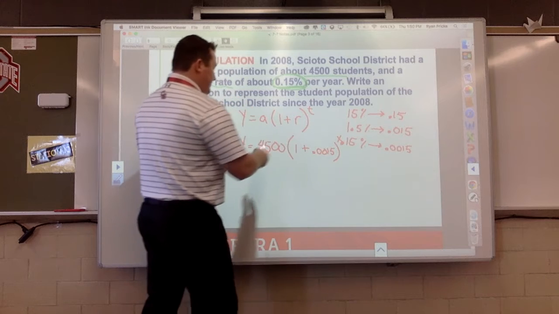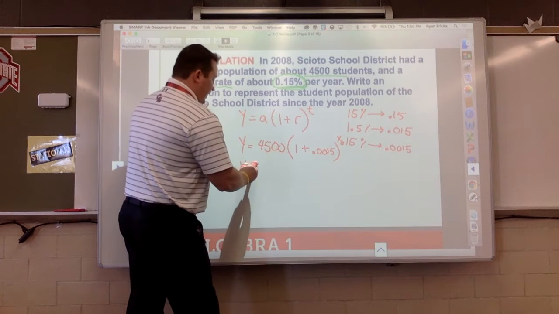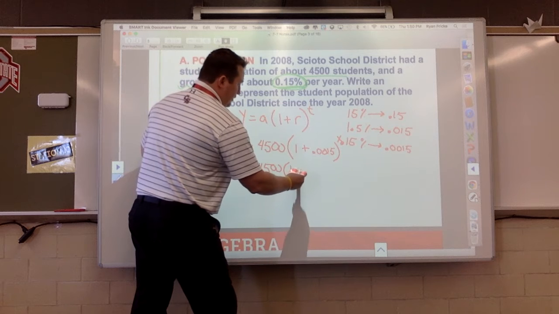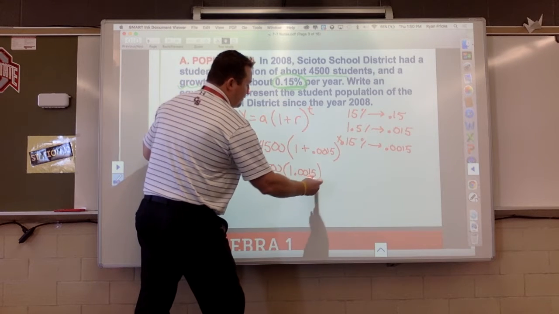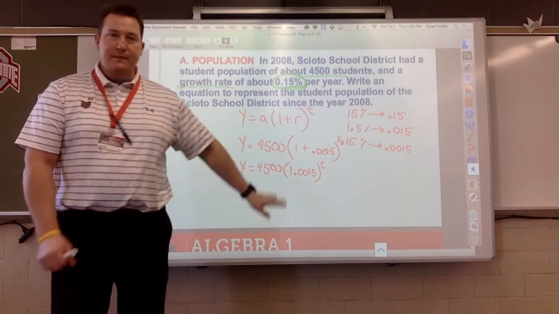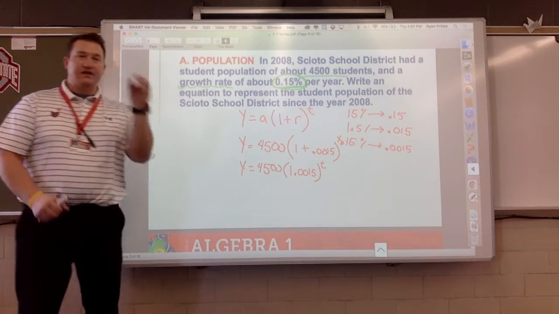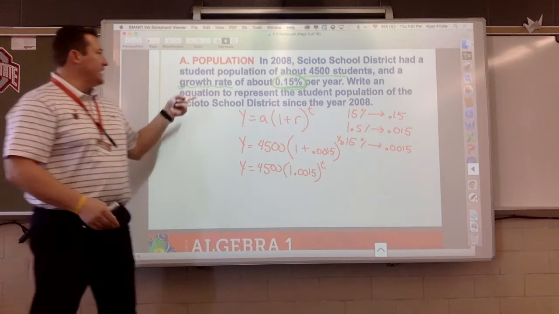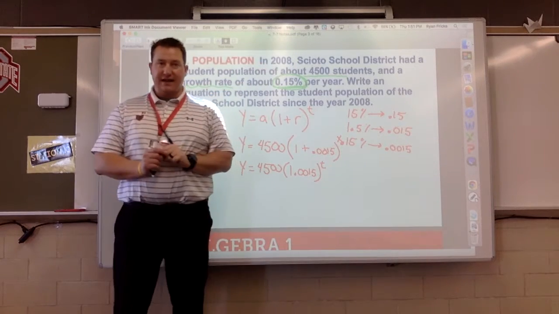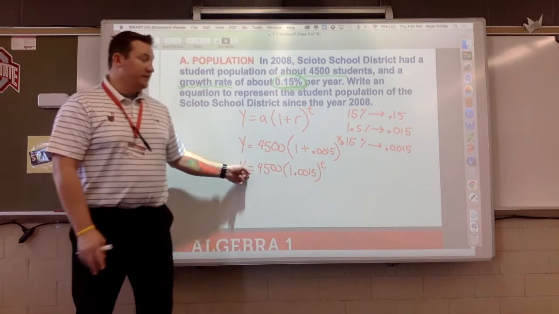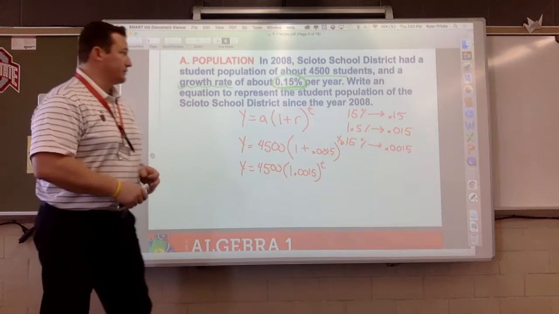Let's clean this up a little bit. y equals 4,500 times 1.0015 to the power of t. I'll use t since they're doing that. That's fine. And there's our function right there, our exponential growth function. Now you can give me any year since 2008, and I can tell you or estimate what our function will give as the school population.